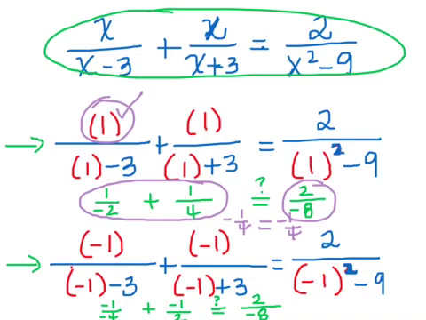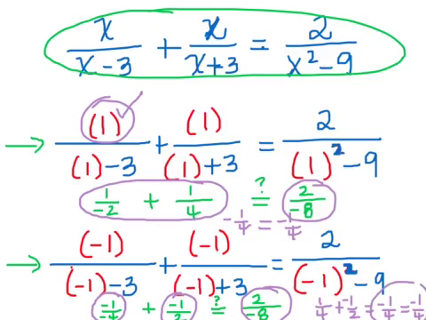And then we'll look at this one. We have a +1/4 and a -1/2, which equals -1/4. And then we have a -1/4 on that side. So since the two sides equal each other, we can say that -1 is also an answer. It checks out. So both -1 and 1 are answers this time.